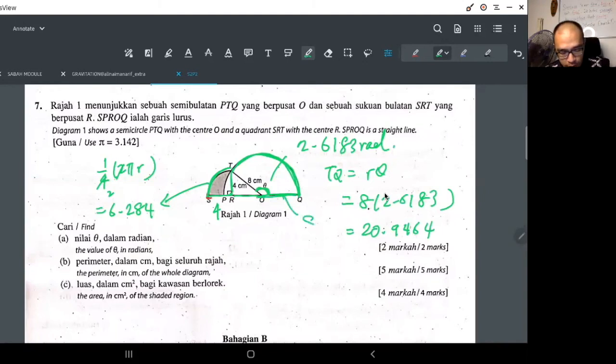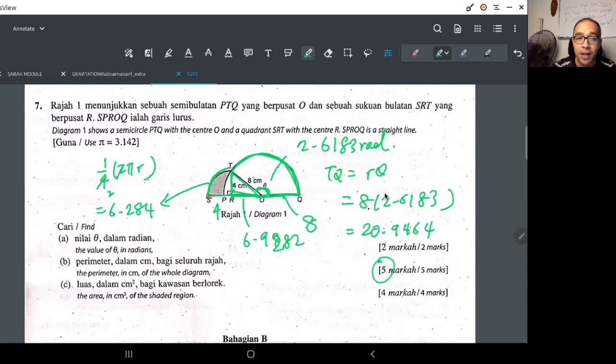OQ is also 8. Now our problem is OR. But OR is easily found because this is a right-angle triangle. If this is 4, this is 8, you can basically find it. So this will be 6.9282 cm. So when you add everything together, wow, this is a very good 5-mark question.